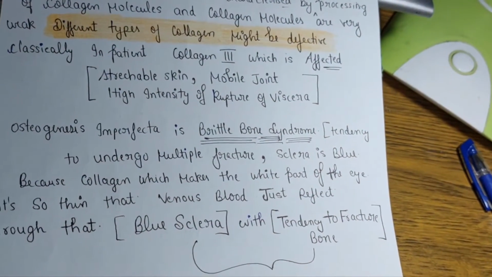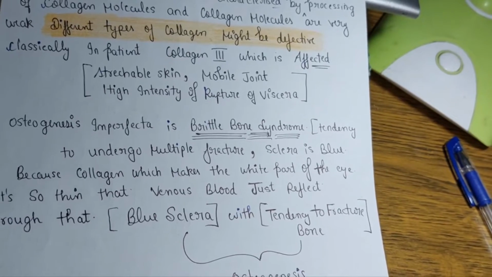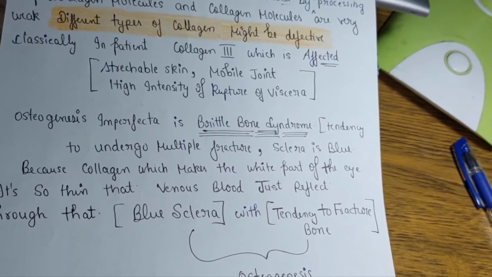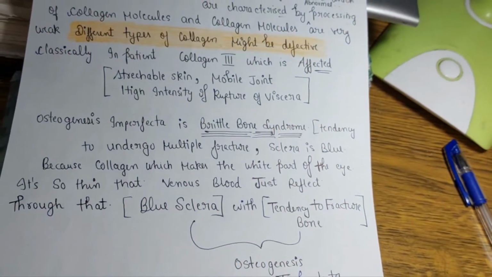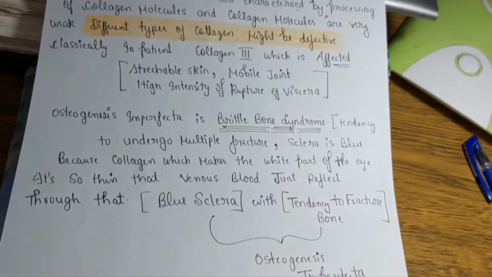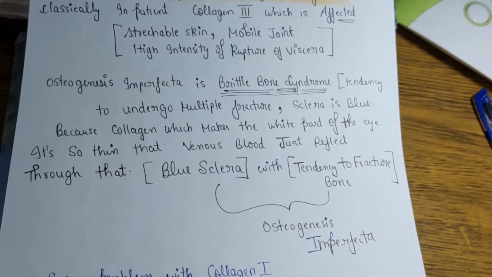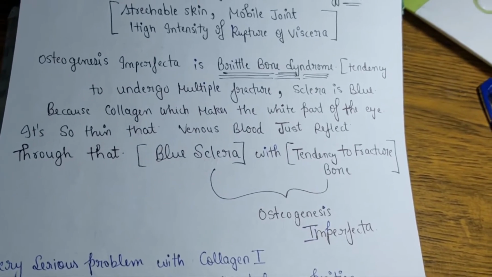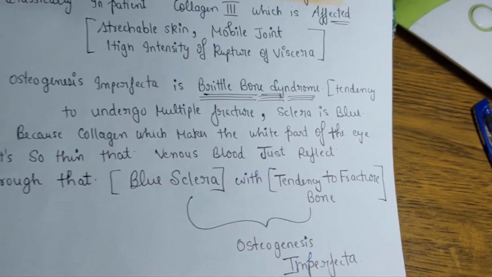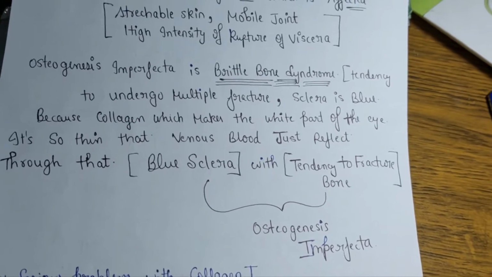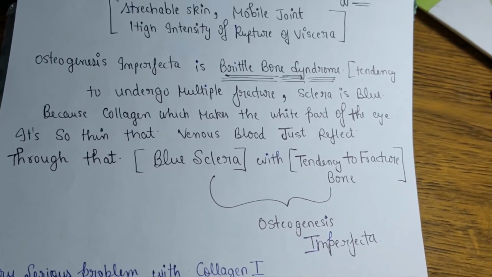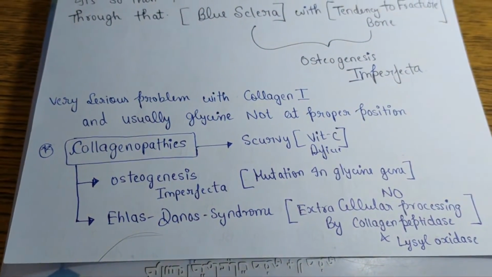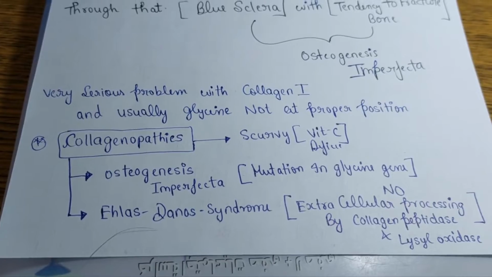His sclera in his eyes is going to be blue, and that is because collagen type 1 is affected in osteogenesis imperfecta. Collagen, which is present in the sclera, which makes the white part of the eye, will be very low and not perfect, and so the veins underneath the sclera will be seen. As a result the venous blood will be reflected and we feel like the sclera is blue, and that happens in osteogenesis imperfecta. And another type of what we call collagenopathy is scurvy.